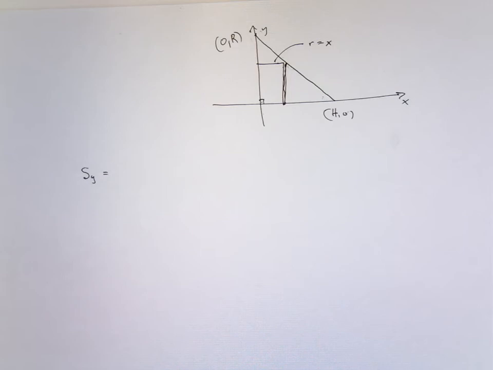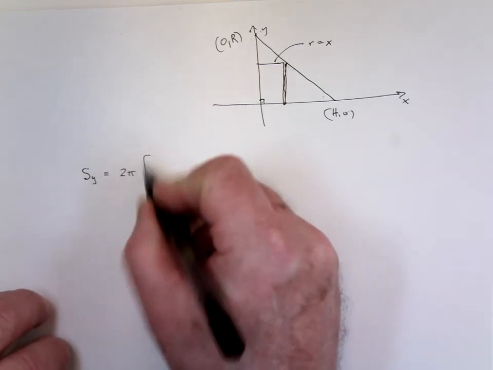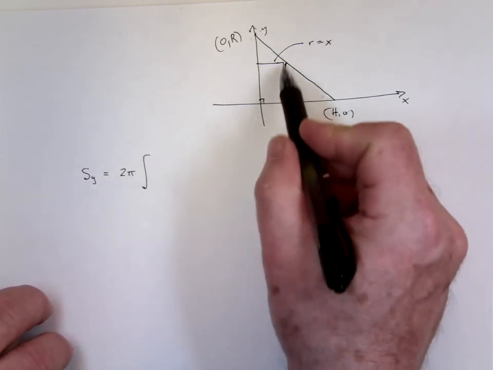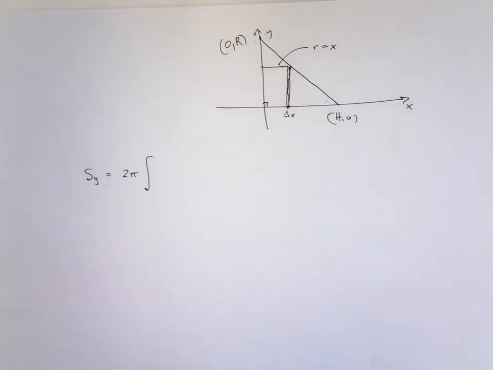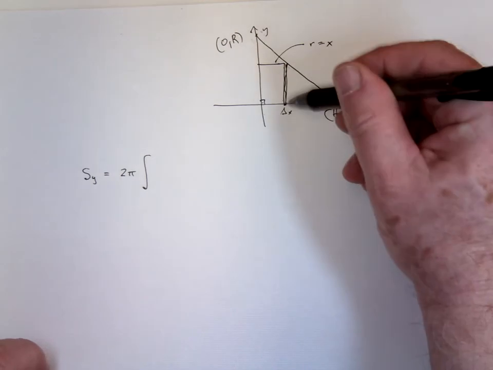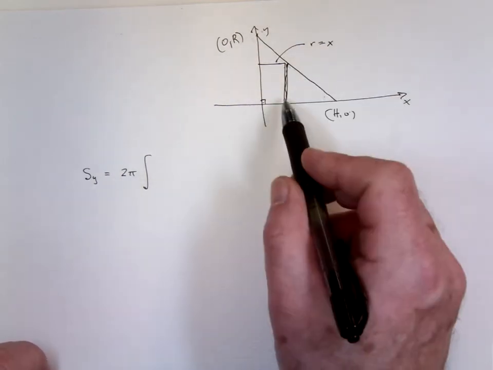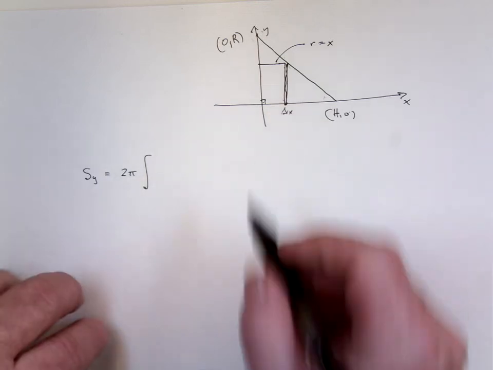2 pi, the integral. Now, when we do this, I'm still taking this rectangle. I'm still using delta x. Everything is still in x, okay? When I take a rectangle this way, the delta x determines everything over here. It determines the method that's used, the variable that's used, the limits of integration. So what is the radius? It's x. x is going from 0 to h.